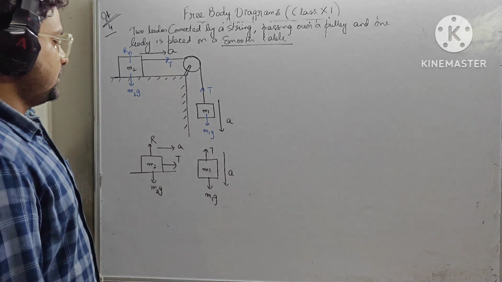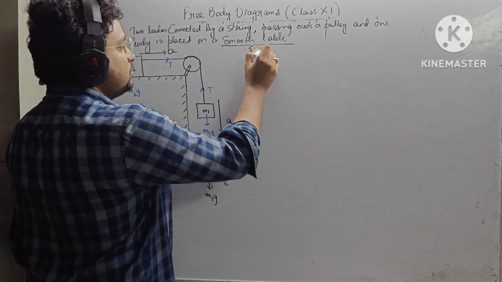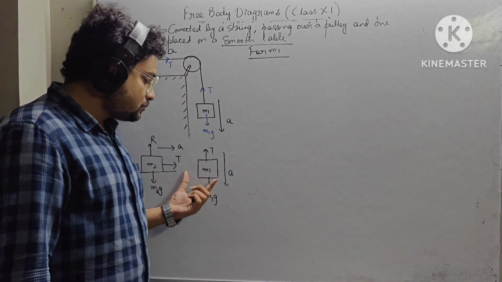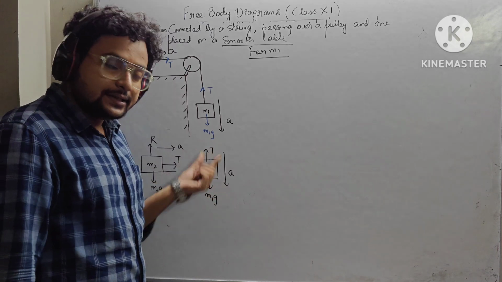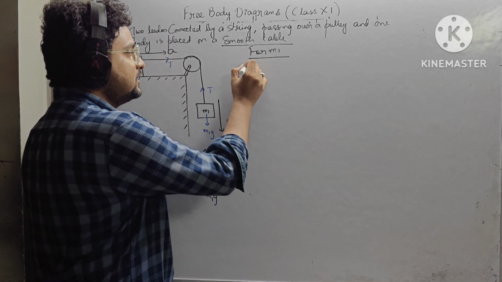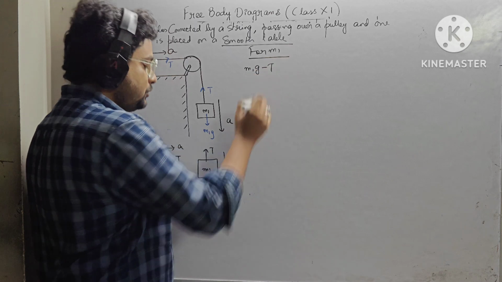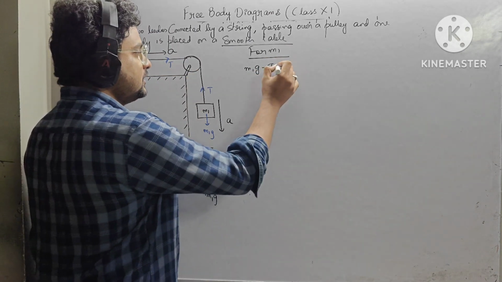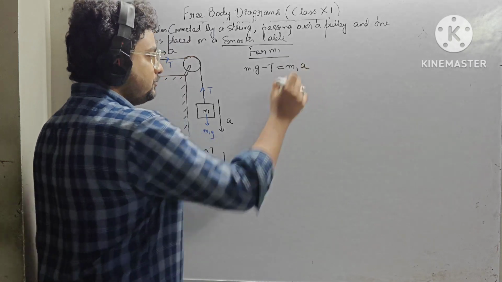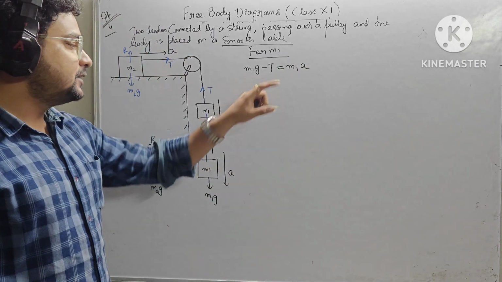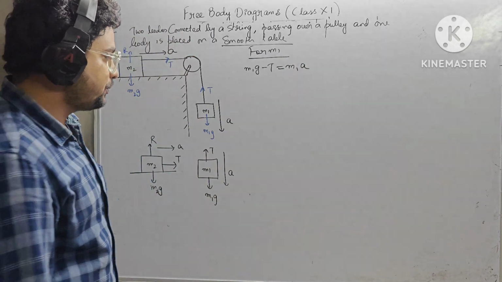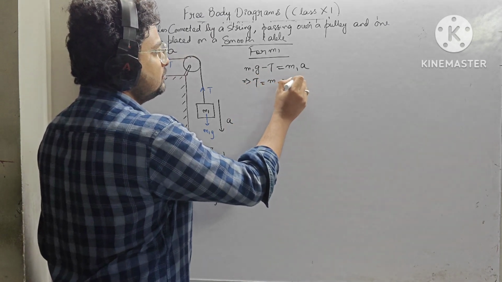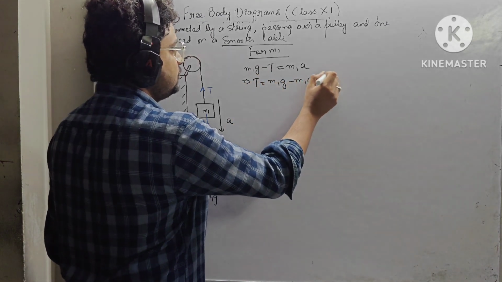Okay. Let us see for M1. M1G and T. The resultant force will be M1G minus T, because the body is moving in this downward direction. So M1G minus T is equal to M1A. So from here I can find out T will be equal to M1G minus M1A. Equation 1.